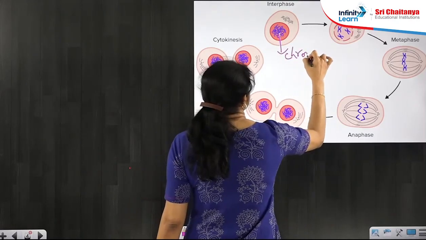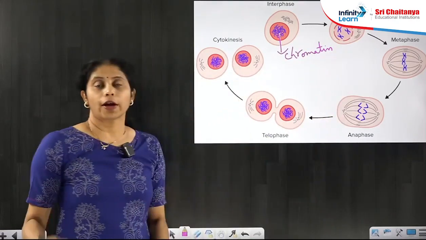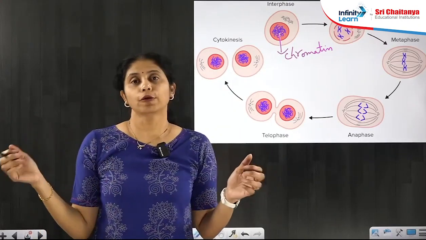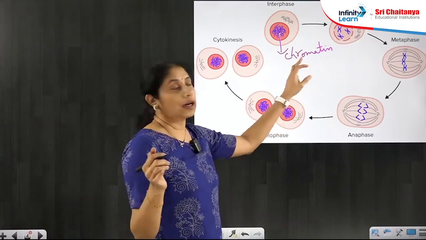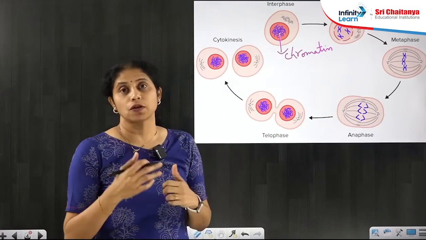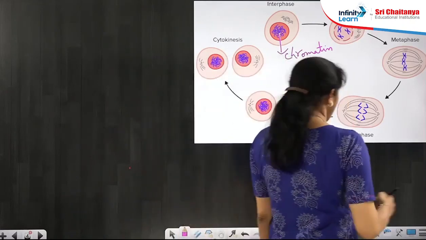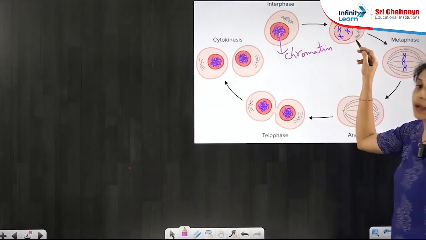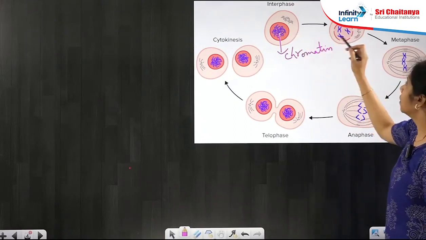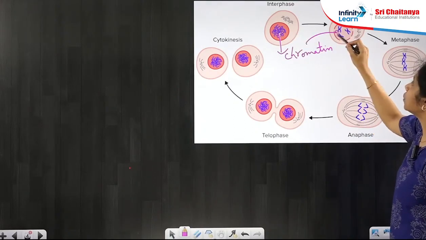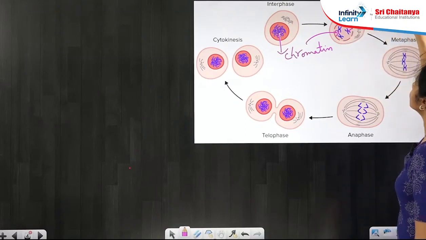Chromatin. Okay, chromatin is the uncondensed form of chromosomes. Uncondensed genetic material is called chromatin. That will be there in the interphase because it is not dividing. It is taking rest. Then in the prophase, condensation will begin. Chromatin is thread-like and you can see that chromatin has been changed into chromosomes. Now these are called chromosomes.